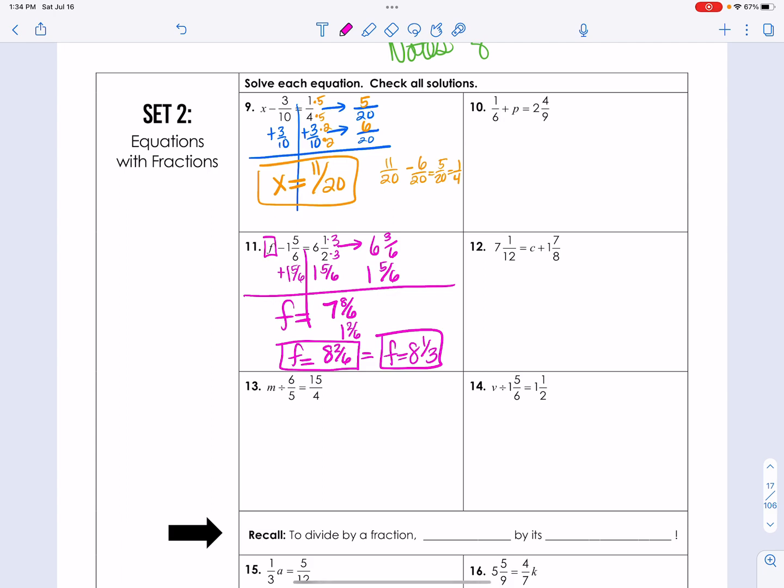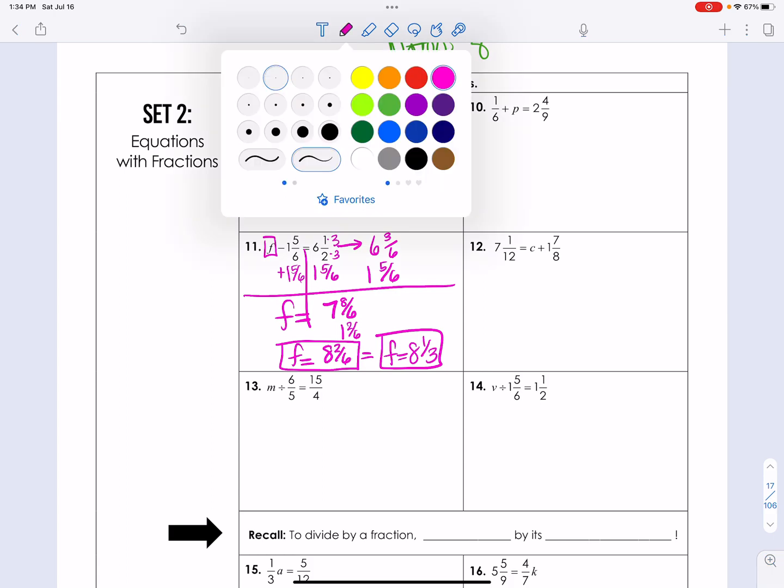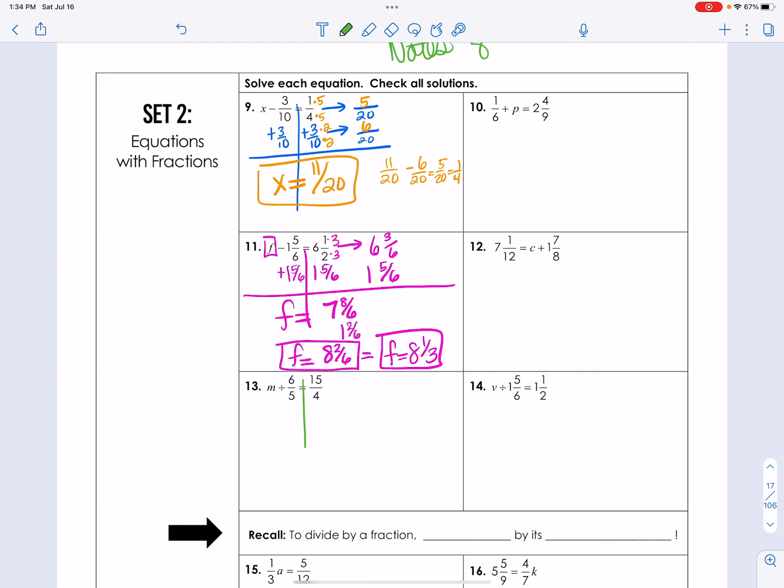So we need to remember to always reduce. Okay? All right, so the last one. I'm dividing by 6/5. So how do you undo? What's the opposite operation of division? It's multiplication. So I'm going to multiply by 6/5.